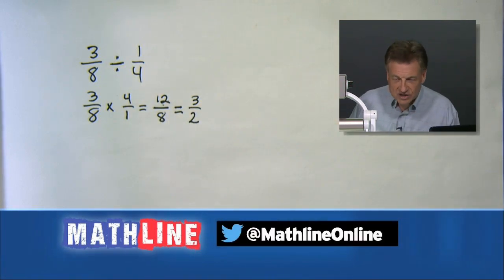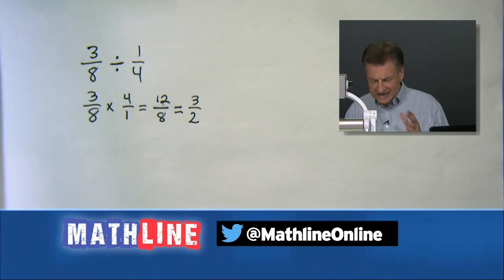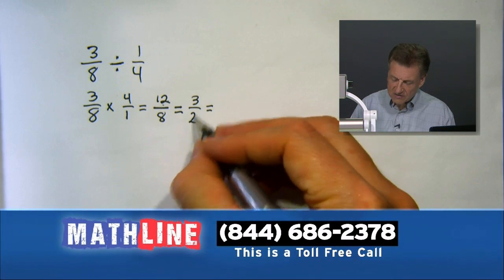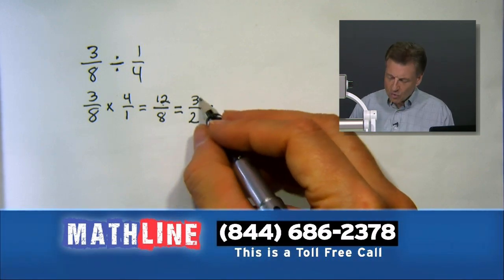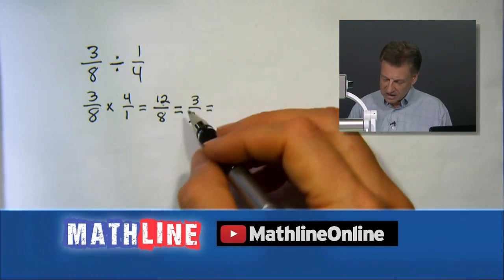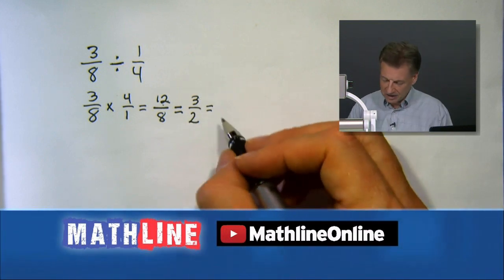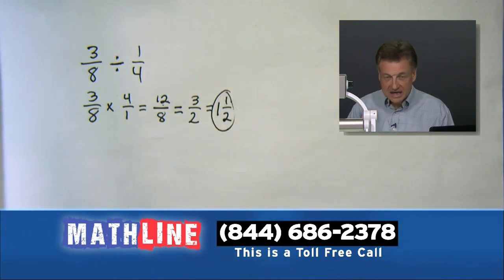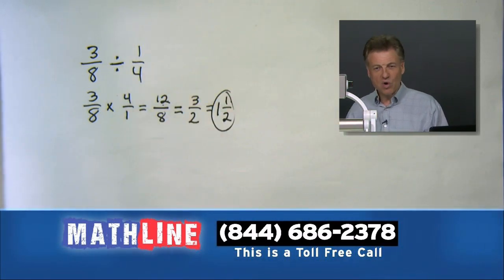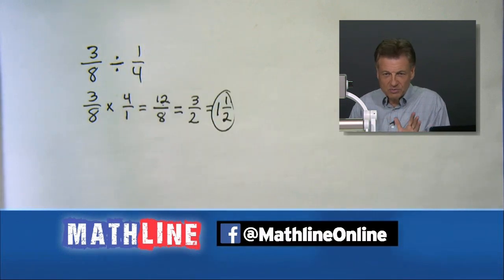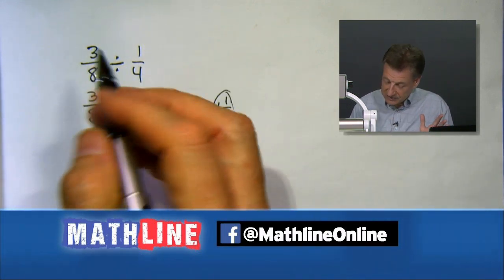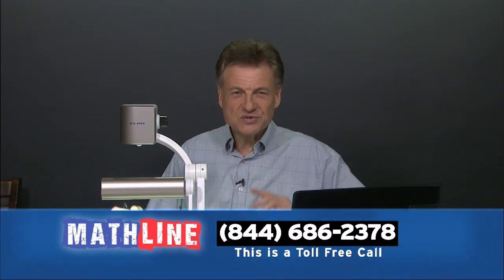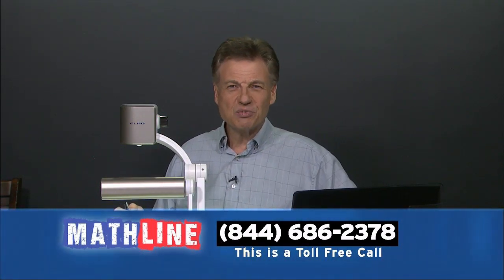And many teachers and many of us just like to see 3 over 2. It's a good answer. We like to make that into a mixed number. So how many times does it go? 2 divides into 3 one time, 1 left over, so we get 1 1/2. Now, if we started with 3/8 times 1/4 and didn't do any reciprocal business and just had multiplication there, it'd be a different story. We'd have 3 over 32. But that's not what we had. We did use a reciprocal. So there you go. Final answer if you're playing along at home.